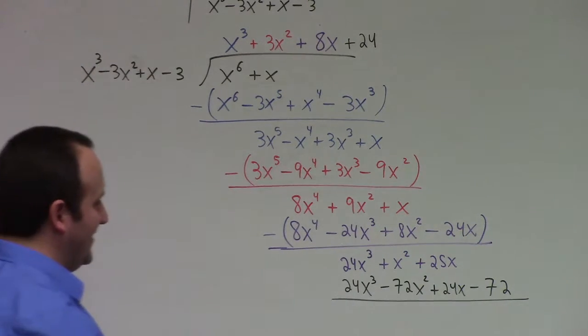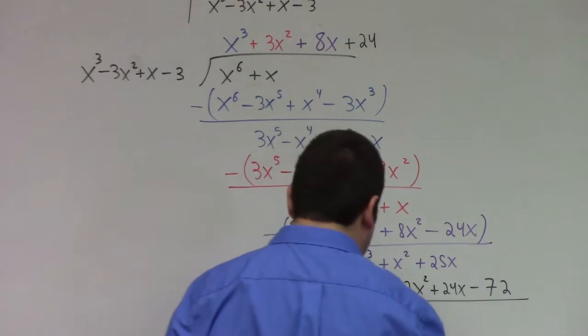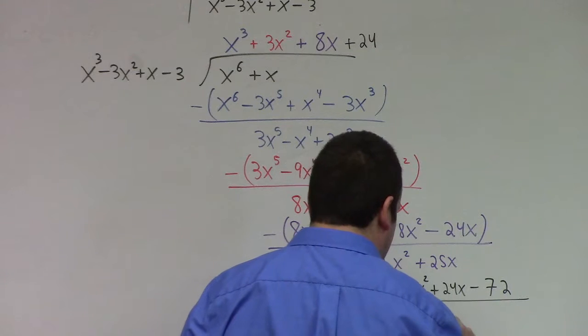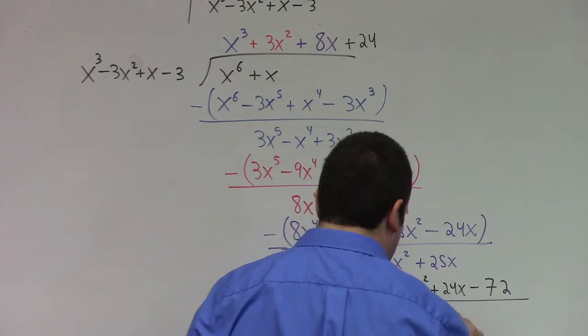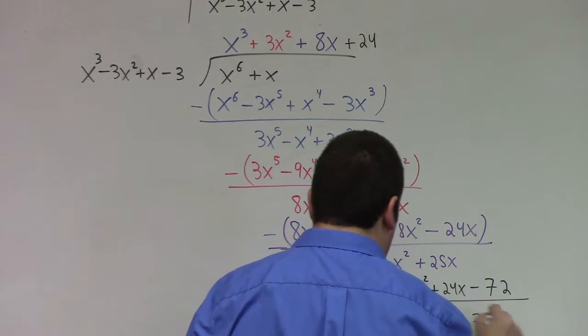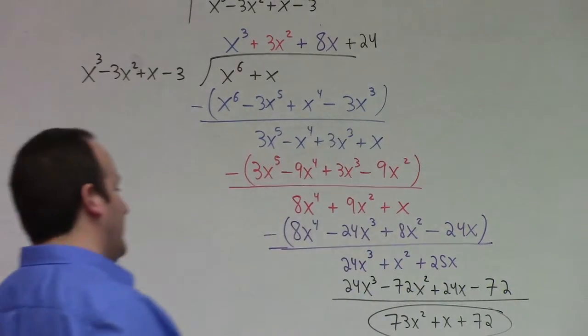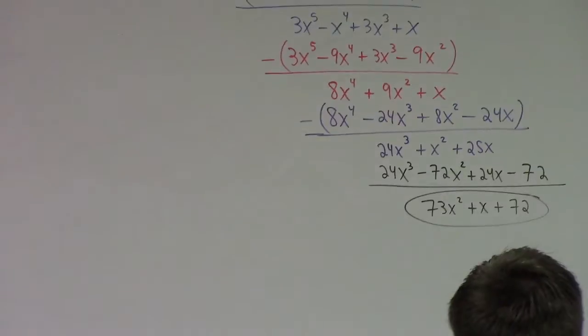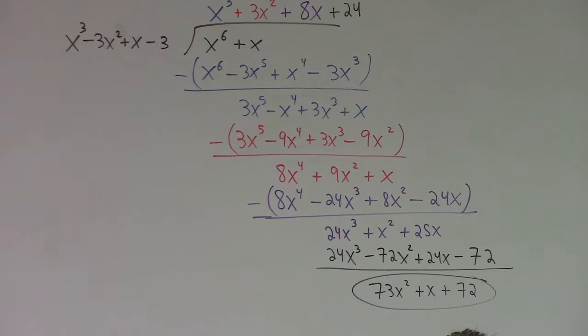Let's see here. So 73x squared plus x plus 72. Finally, we have reached something which is smaller degree than the divisor, which means we're done. That's the remainder. What does all this mean?